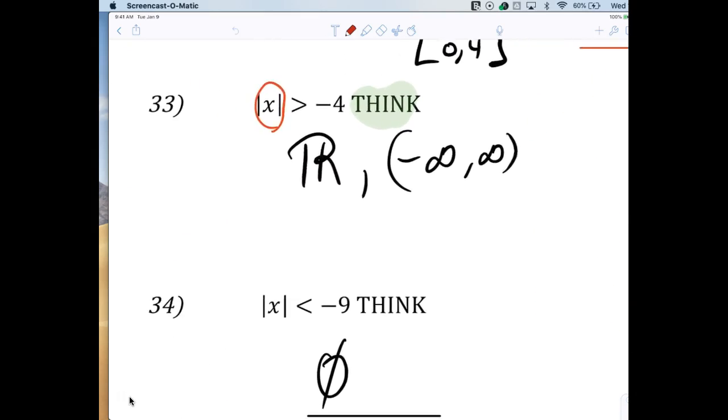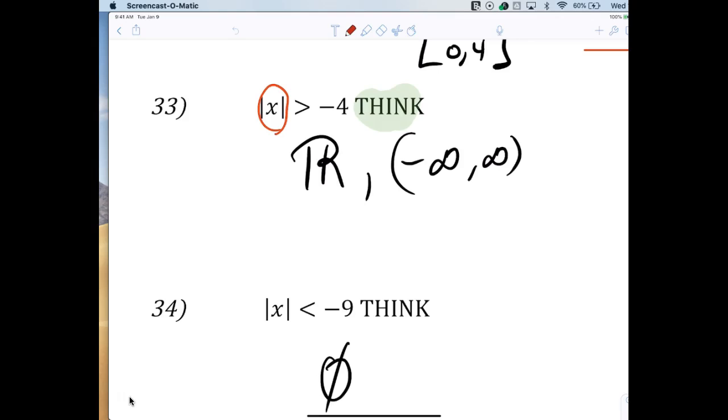All right, good job. Absolute value is distance. So distance is always positive. No matter what number I plug in for x, when I take the absolute value, it's going to be positive. So when is a positive greater than a negative? Always. That's why it's all real numbers. If it was less than, is it possible for an absolute value to be less than a negative? No, it is not possible.